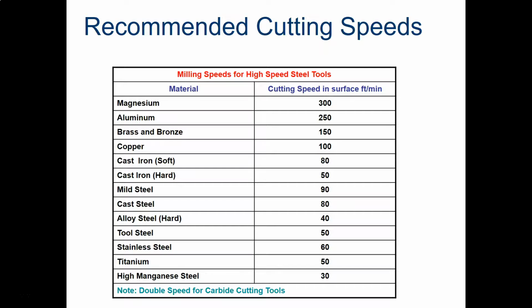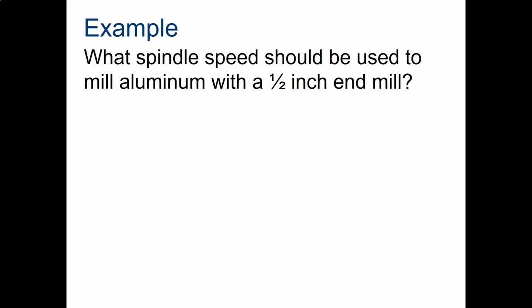Note aluminum, 250 feet per minute. Note brass, 150 feet per minute, and copper, 100 feet per minute. Even mild steel, 90 feet per minute. But you get down to really dense material like titanium and high manganese steel, and you're at 50 and 30 feet per minute, respectively. Let's run through an example.